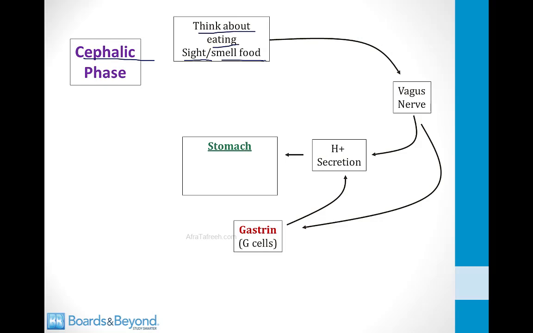And the major player in this phase of digestion is the vagus nerve. It can directly stimulate acid secretion. It can also stimulate gastrin release from G cells, and that can stimulate acid secretion. And all of this gets lots of acid in the stomach so that the stomach gets ready to digest food.